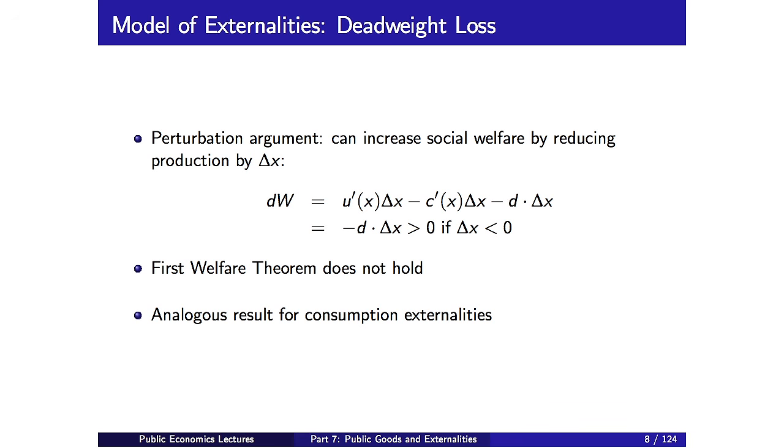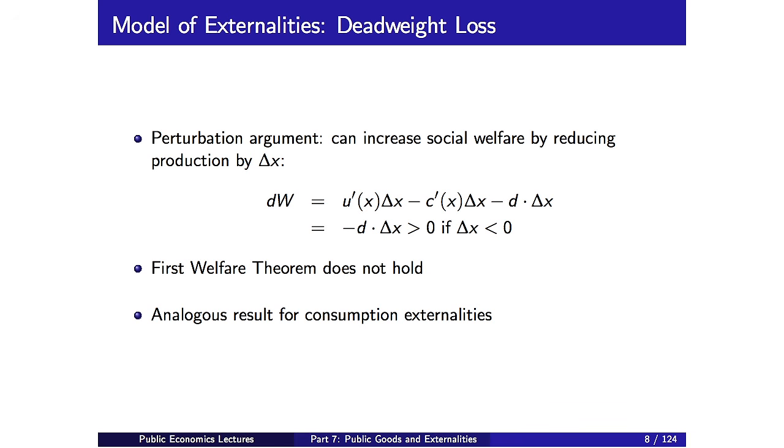So you can see immediately from that you can increase social welfare at a first order level by reducing production by delta X. So we see that with a simple perturbation argument. Suppose I change the quantity by some amount delta X. What does that do to the system? The consumer gains a marginal utility of U prime of X. The producer pays a cost of C prime of X times delta X. And then we have this added term coming from the fact that there's that pollution effect of D.